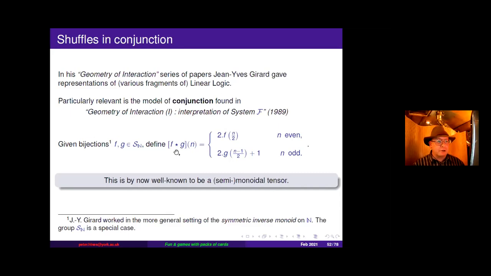And the way this works is, we take the even numbers and map them to the whole of the natural numbers and apply F, and then map them back to the even numbers. We do the same with the odd numbers. We take the odd numbers, map them to the whole of the natural numbers, then map them back to the odd numbers. And this is, well, by now it's well known, a semi-monoidal tensor.